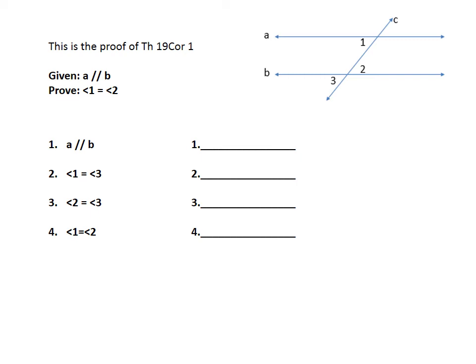Now, for number 4, let's look at all the previous steps. What reasoning could you use to prove Theorem 4? Look at step 2 and step 3. What could you use? That's right, substitution. Since they're both equal to angle 3, we can substitute it to make angle 1 equal to angle 2. So step 4 is by substitution.